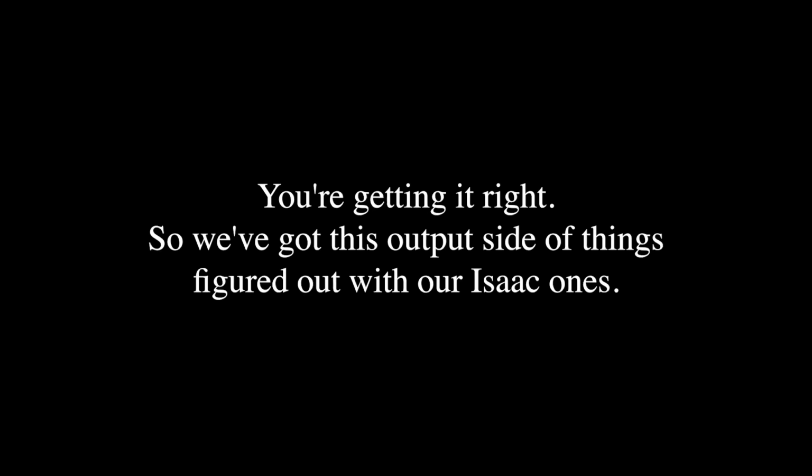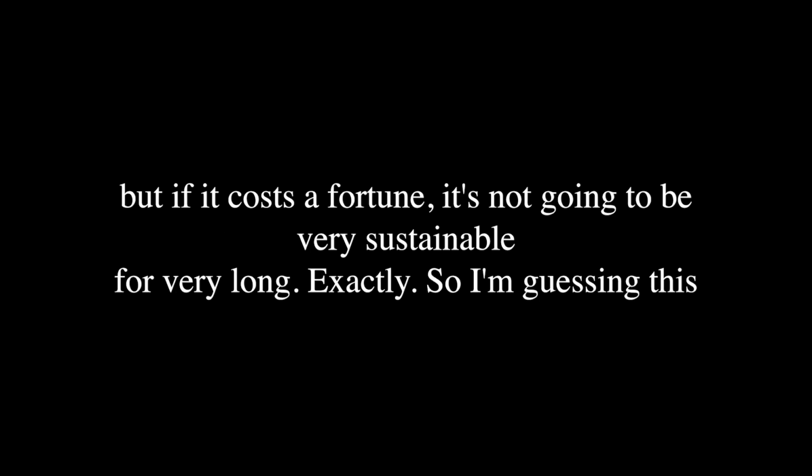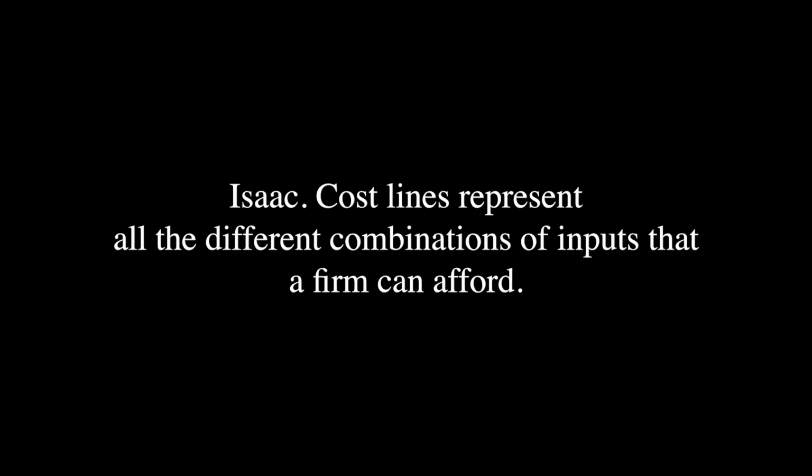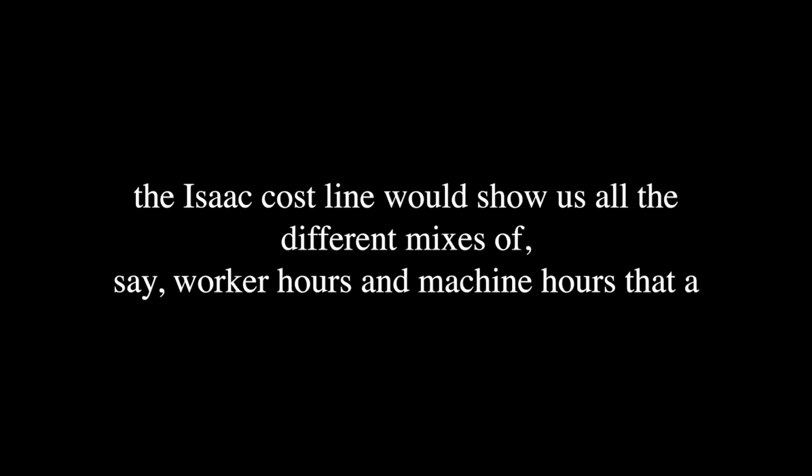So we've got this output side of things figured out with our isoquants. But to really make smart decisions about production, businesses also need to consider costs, right? That makes sense. I mean, you can have the most efficient production process in the world, but if it costs a fortune, it's not going to be very sustainable for very long. Exactly. So I'm guessing this is where isocosts come in. You got it. Isocost lines represent all the different combinations of inputs that a firm can afford, given a specific budget and the prices of those inputs. So if we were looking at this on a graph, the isocost line would show us all the different mixes of, say, worker hours and machine hours that a business could afford.